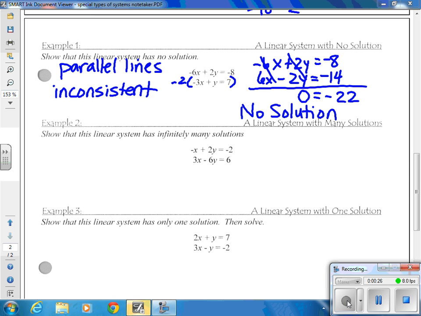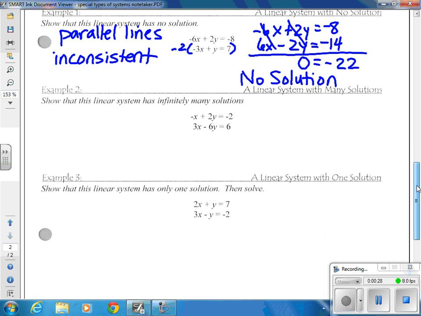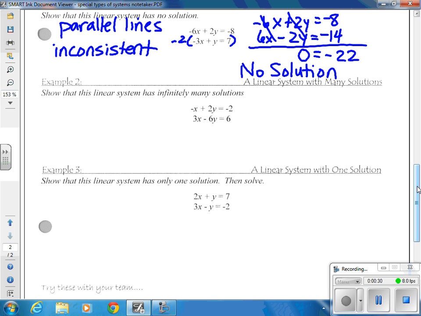Right, if you go to example number 2, we want to do elimination to this one. If I take the top one and multiply it by 3, you'll see that I get negative 3x plus 6y equals negative 6. And you'll notice that as soon as you try to do elimination, everything eliminates. That leaves you with 0 equals 0. As soon as you catch on to 0 equals 0, that's infinite solutions.